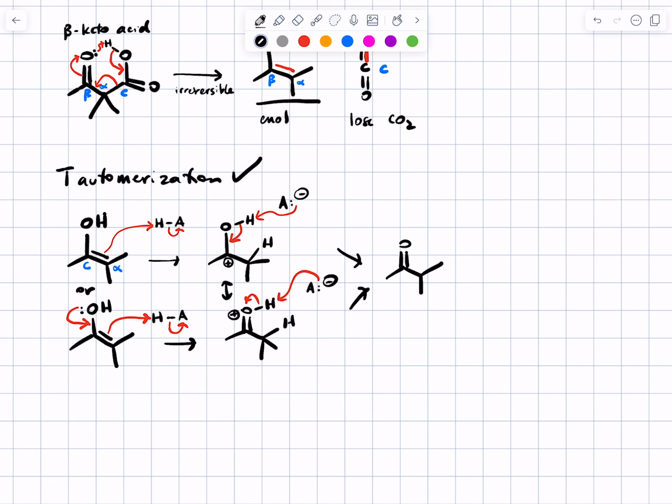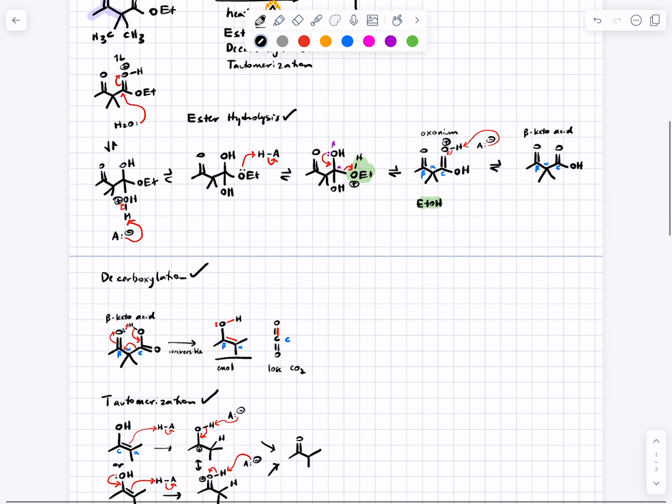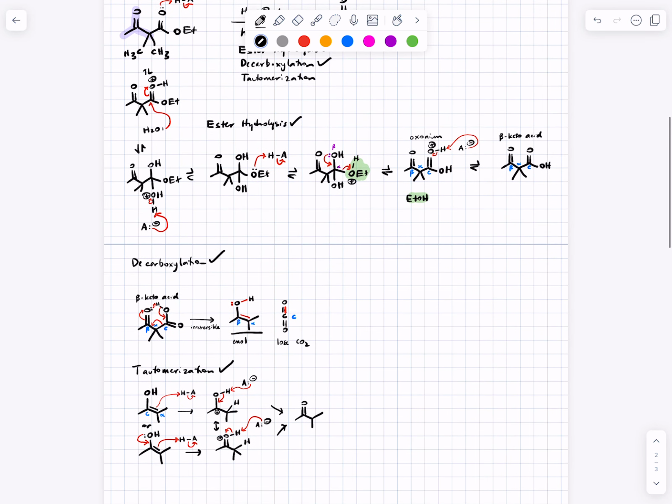So that's a lot. Of course, synthetically, it's simple. It's one step. Add water and acid and heat, and boom. Mechanistically, you've got a lot of things to do there. You first hydrolyze the ester. Second, decarboxylate. And third, tautomerize. Questions about the mechanism?